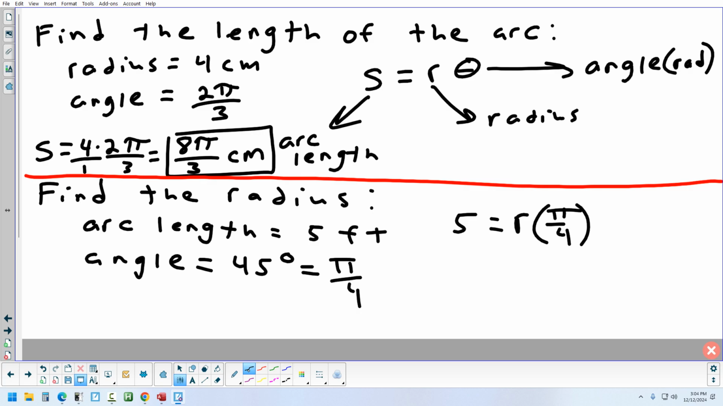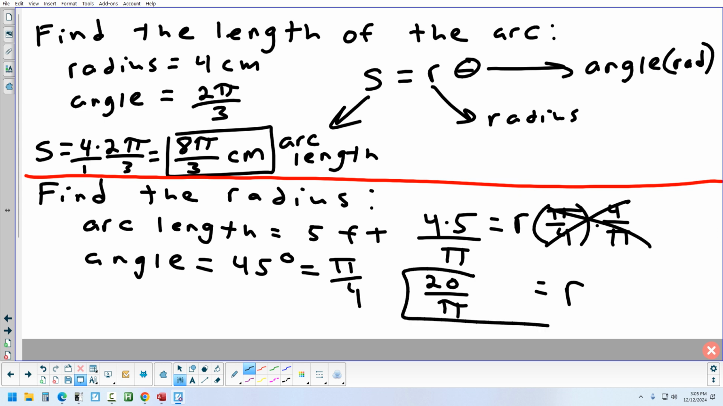Yep, I can divide both sides by pi over 4, which is the same as multiplying by 4 over pi. So times 4 over pi. The 4's are gone, the pi's are gone. That gives you an R. And what do you get on the left side? 20 over pi. And what did we just find? The radius. Is it in feet? Yes, this is in feet because the radius is a length measurement. So you should have a label of feet.